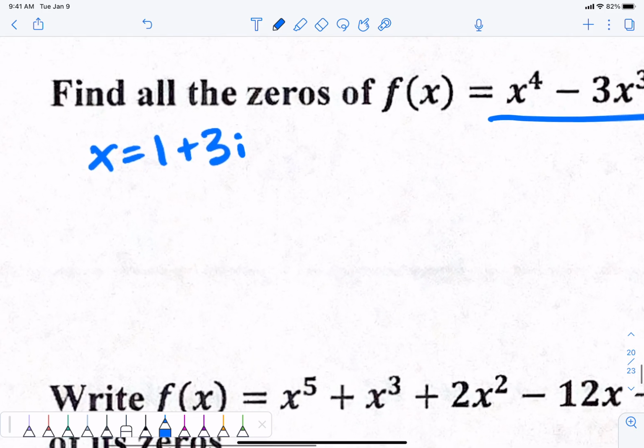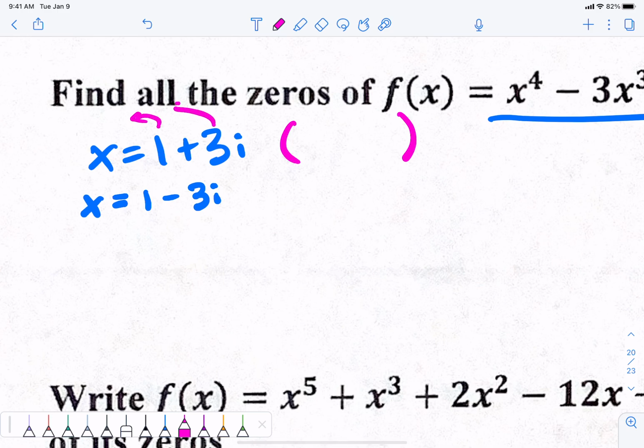But also, if that's a zero, I also know that x equals 1 minus 3i, okay? Now, this is really disgusting. What does this thing look like as a factor? If I move these guys over, x minus 1 plus 3i, minus 1 minus 3i. Okay, whatever.